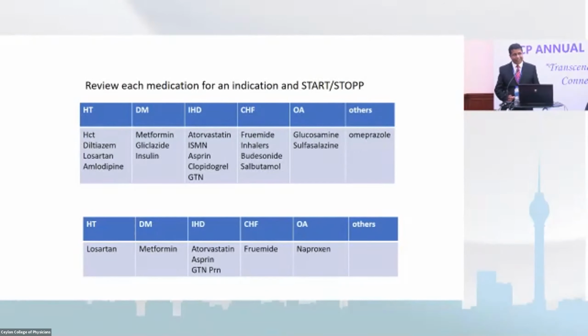And she had pain in the knee joints, so I added naproxen for her, and she didn't have any gastritis, so I omitted omeprazole. So 17 drugs were brought down to 5 or 6 drugs. This made a drastic difference in her management.